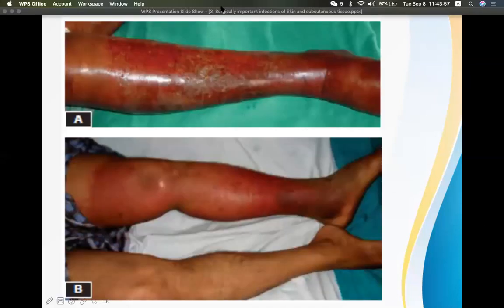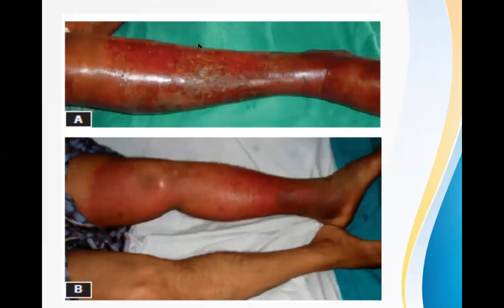Now let's see some pictures here. Whenever you see this picture, you realize how serious the infection is. Look at this area. This is the lower limb. This is the knee area, this is the foot, here is the ankle. So this is the shin. The anterior aspect of the tibia is called the shin. The whole area is erythematous or red. It looks very shiny, and all the features of inflammation can be seen.